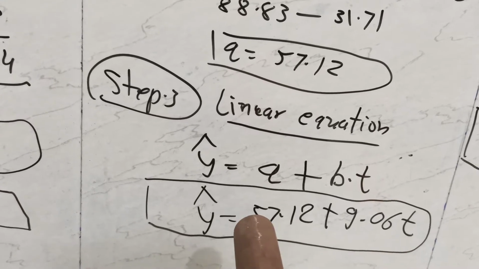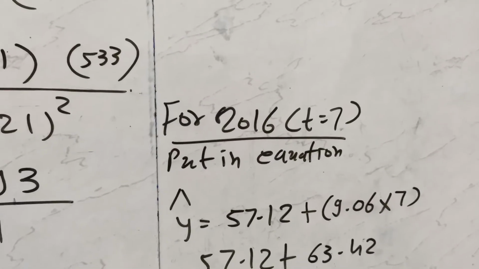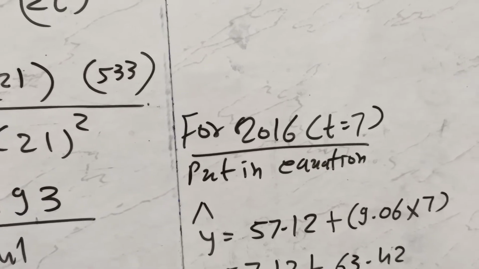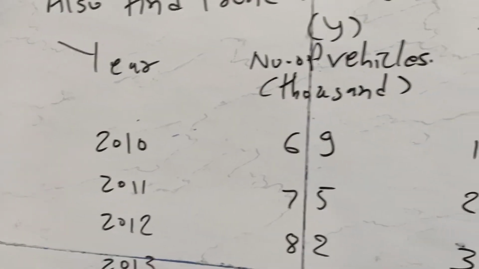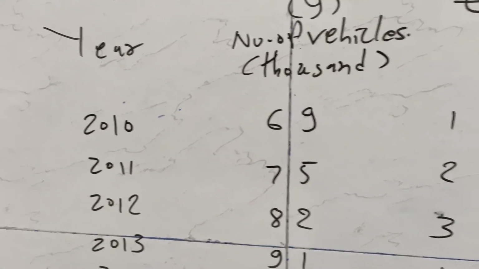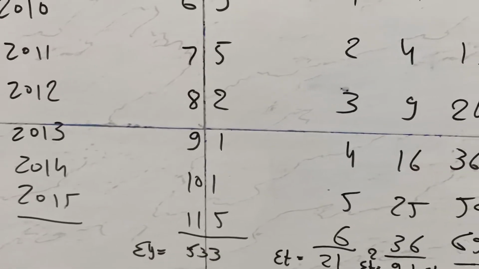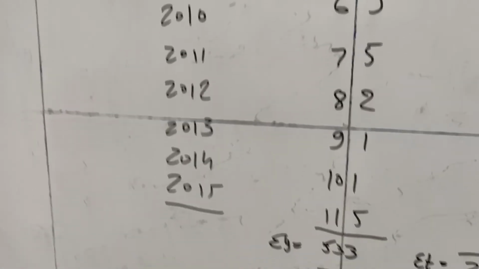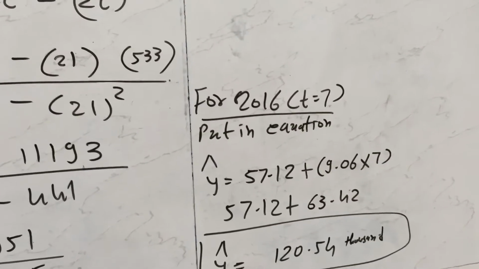After putting the values of a and b in the linear equation, for 2016 the value of t will be taken as 7. Why? Continuously, for 2010 it was 1. For 2011 the value of t was 2. At the end, for 2015 the value of t was 6. So in respective order for 2016 the value of t will be taken as 7. For 2015 the value of t was 6, so after that for 2016 the value of t will be 7.